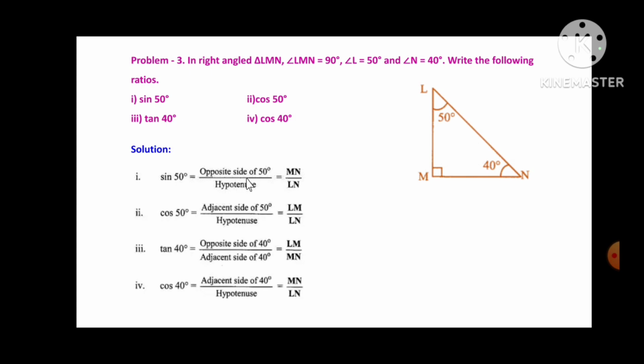Sin 50 means opposite side of this angle 50 to the hypotenuse, MN upon LN. Cos 50, adjacent side of this angle 50 to the hypotenuse, LM upon LN. Tan 40, opposite side of this 40 upon adjacent side of this 40, which will be LM upon MN. And cos 40, adjacent side of this angle 40 to the hypotenuse, so MN upon LN. So these are the ratios that we are getting from this figure.